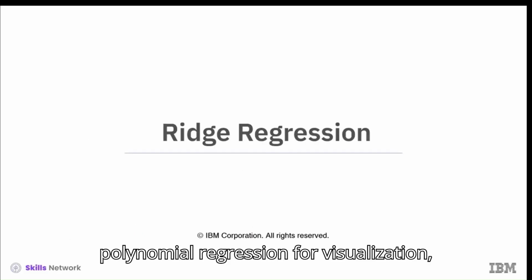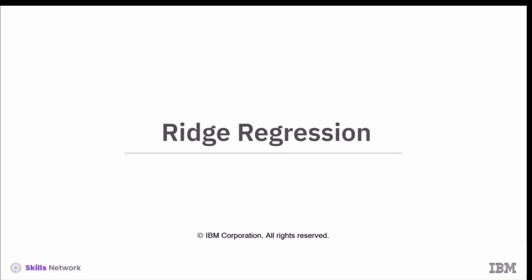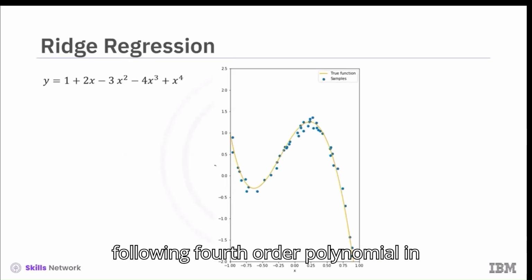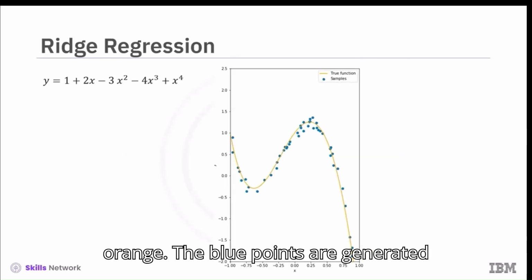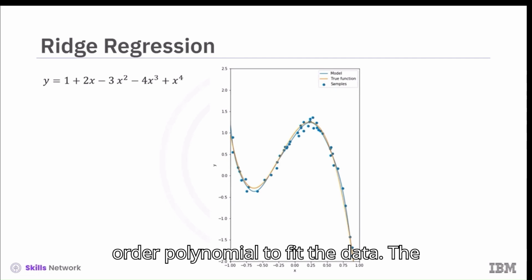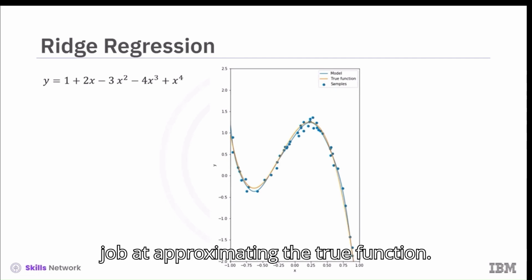We focus on polynomial regression for visualization, but overfitting is also a big problem when you have multiple independent variables or features. Consider the following fourth-order polynomial in orange. The blue points are generated from this function. We can use a 10th-order polynomial to fit the data. The estimated function in blue does a good job at approximating the true function.